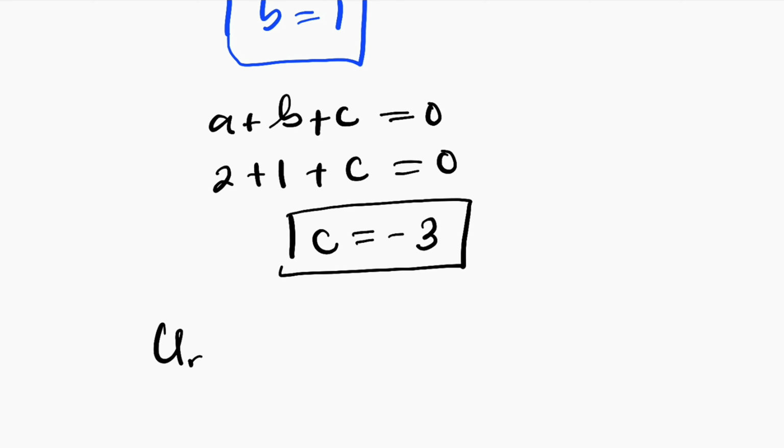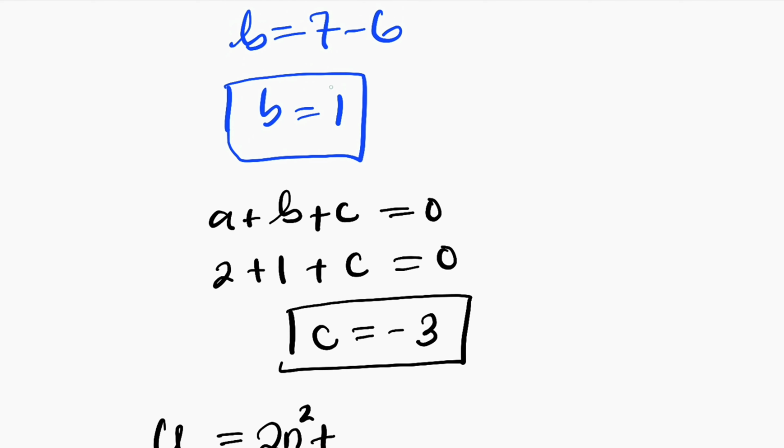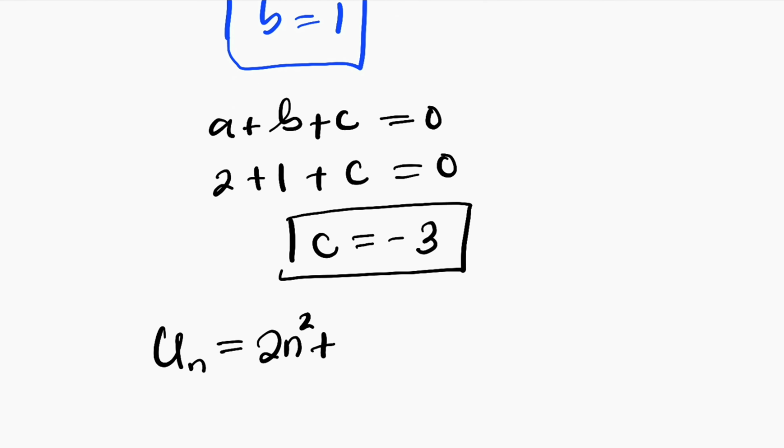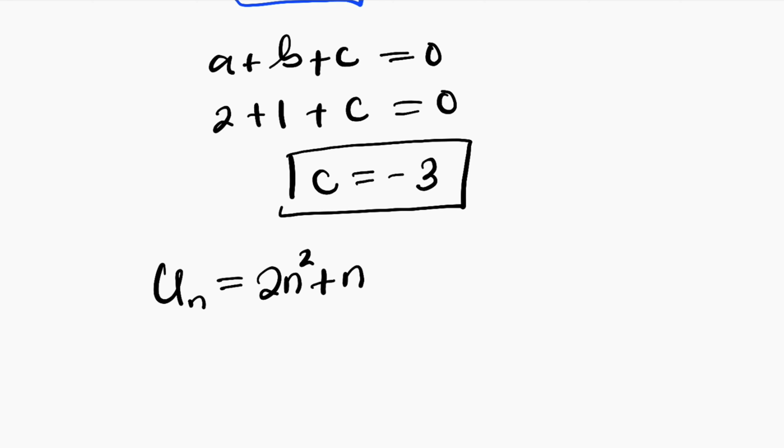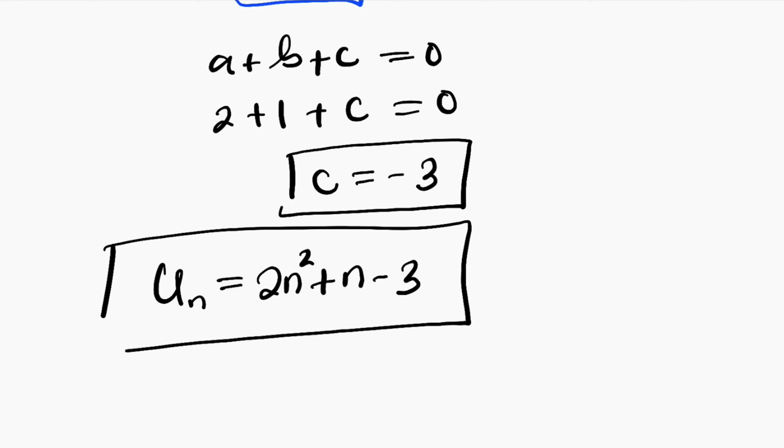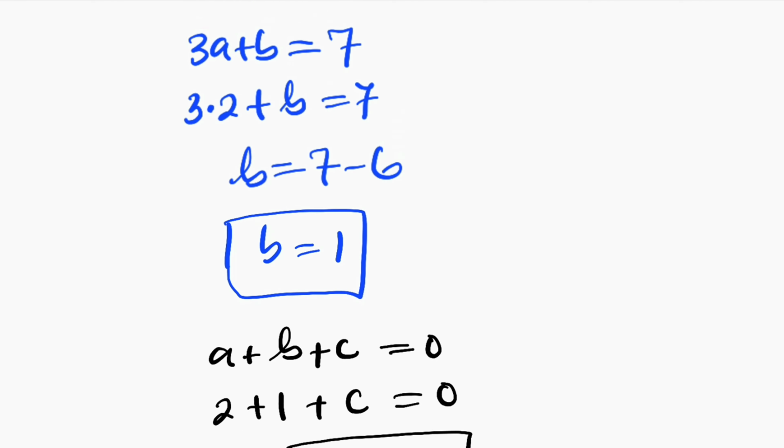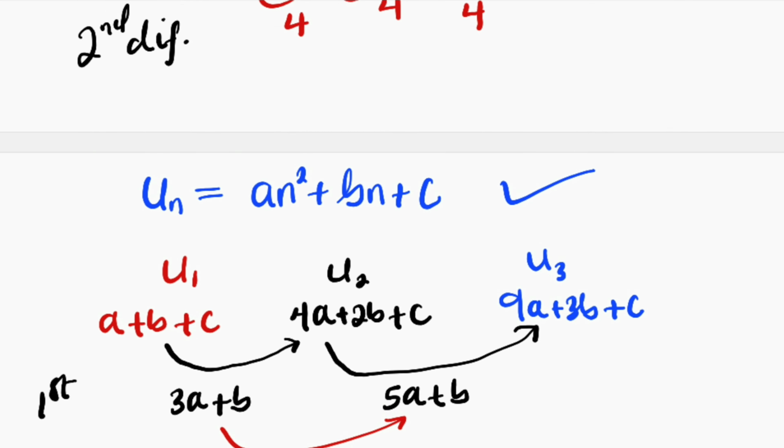Therefore, u_n is equal to an squared, but a is what? 2n squared plus bn. B is 1 times n is just n. Then plus c is negative 3, so minus 3. And therefore, this is the nth term of that sequence. If you like, you can confirm it before you find the 6th term. Remember, we are looking for the 6th term.